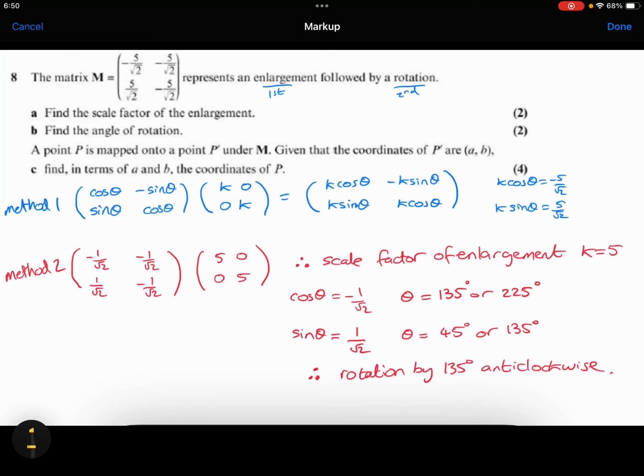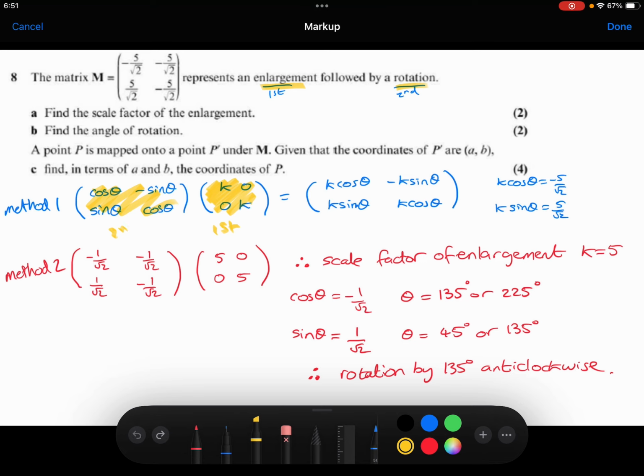The matrix M is given there, represents an enlargement first, followed by a rotation. So I'm going to show a couple of different methods of doing this. Method 1 is the slightly longer but general way of doing it. So we have our enlargement matrix, we're doing that first, hence why it's on the right hand side. Then we have the rotation matrix, we're doing that second, hence why it's on the left hand side.